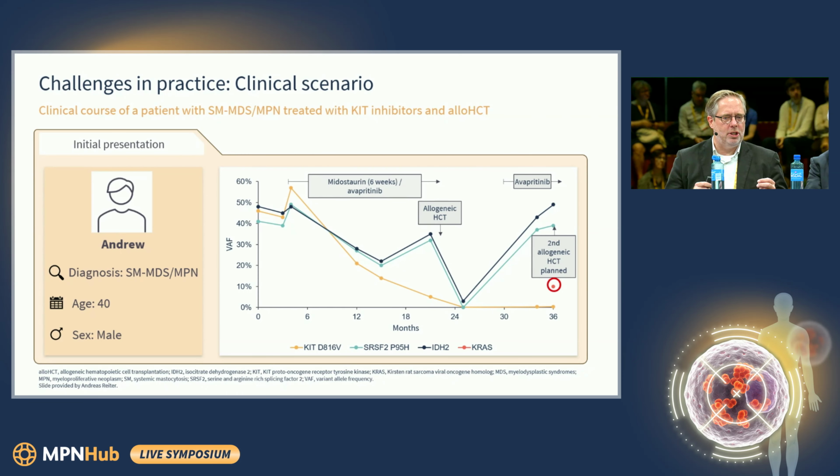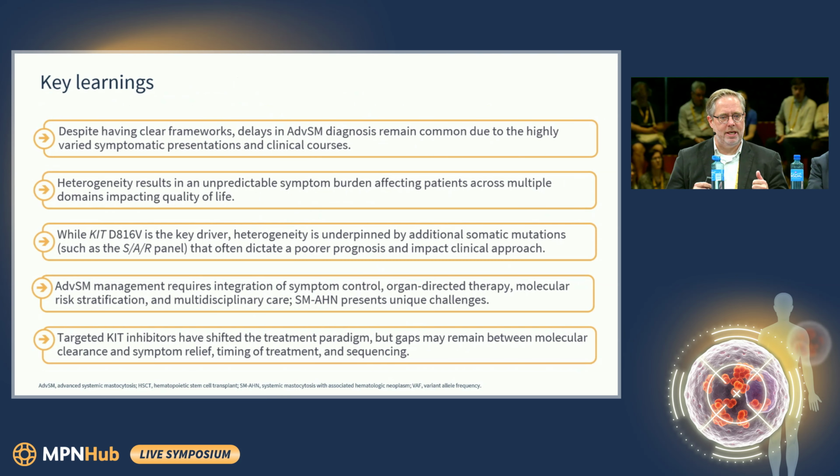We thought allogeneic stem cell transplantation may be a good idea. We did that. All the mutations disappeared, all the additional somatic mutations. The patient remained in complete remission, but then he had a relapse, and the relapse was while he was after allogeneic stem cell transplantation and still in complete remission of mastocytosis. Unfortunately, it was relapse and death caused only by progression of the AHN, driven by additional somatic mutations.